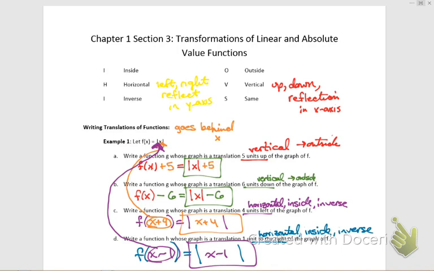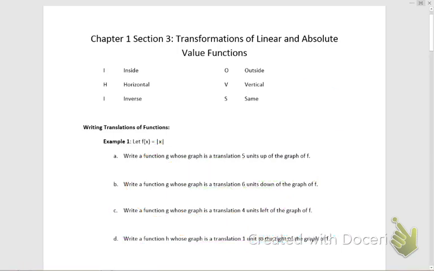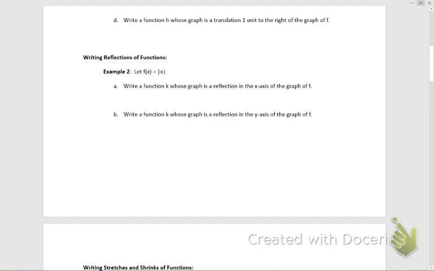We also have reflections and stretches and shrinks. So this is going to be a little bit long. Okay. So let's go to reflections. We need to write a function whose graph is a reflection in the x-axis. Well, in the x-axis, if you wrote down what I wrote before, x-axis is actually vertical. And so this change is going to go outside.